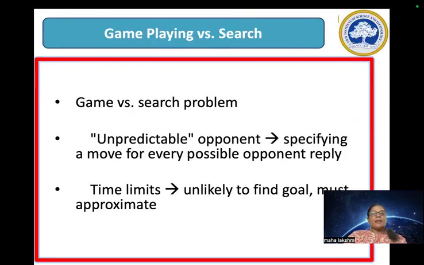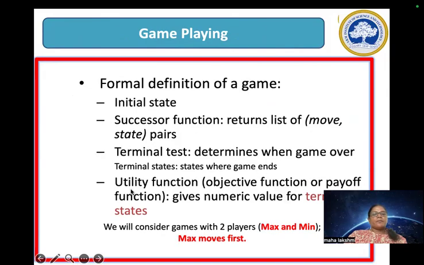What is the difference between game playing versus search problems? Game theory and search problems differ in these ways: there is an unpredictable opponent, so we must specify a move for every possible opponent reply, and there are also time limits. It is unlikely to find the goal, so we must approximate. These are the different features of game playing compared to the problem-solving algorithms which we have already discussed in the previous two units.